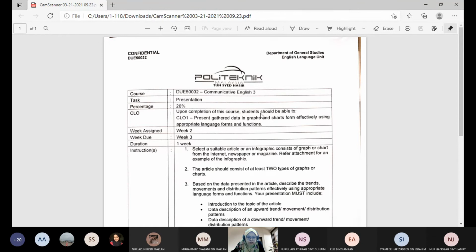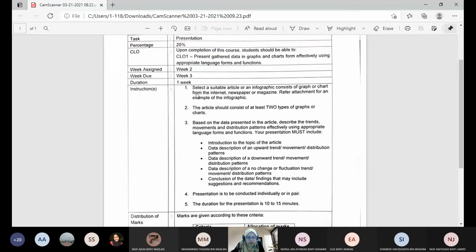Okay, upon completion of this course, students should be able to, so for this assessment, the CLO affected is CLO 1, which is to present gathered data in graph and charts form effectively using appropriate language forms and functions. So duration is 1 week. You need to select a suitable article or infographic consisting of graph or charts from the internet, newspaper or magazine. And the article should consist of at least 2 types of graph and charts.